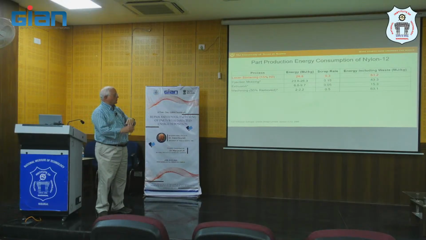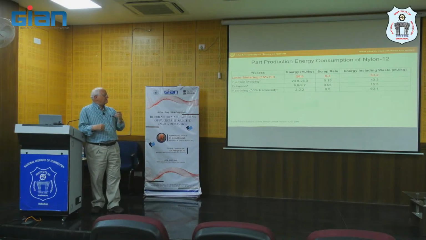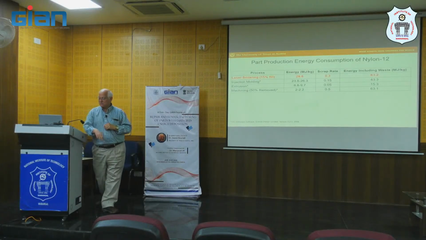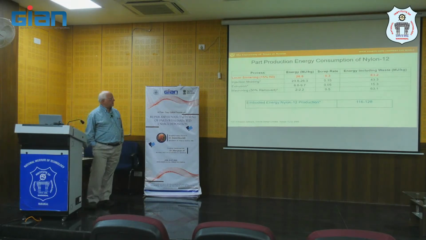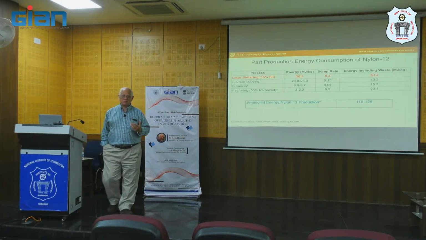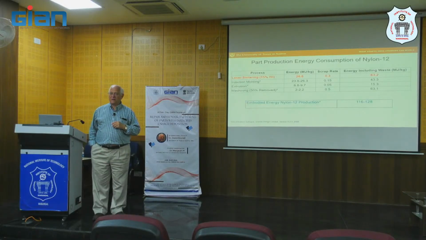But what we can see is that if we look at these processes from an energy perspective, machining has always gotten a bad rap because there's so much material loss. It turns out that at least for nylon, laser sintering also is not particularly good. It's about the same as machining in terms of the energy loss. So there is one repeating value here, and that is how much energy is consumed in producing nylon: it turns out it's 116 to 128 megajoules per kilogram.